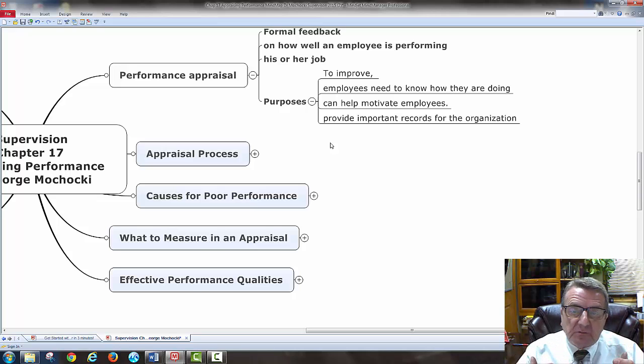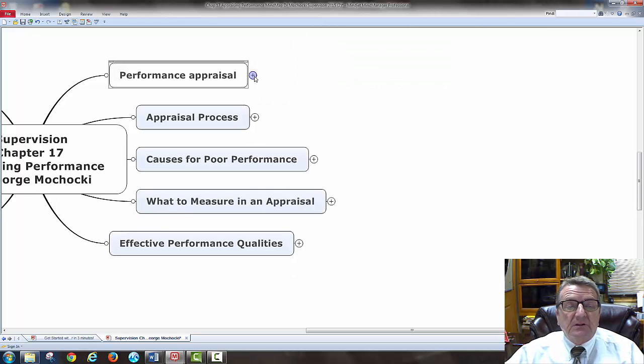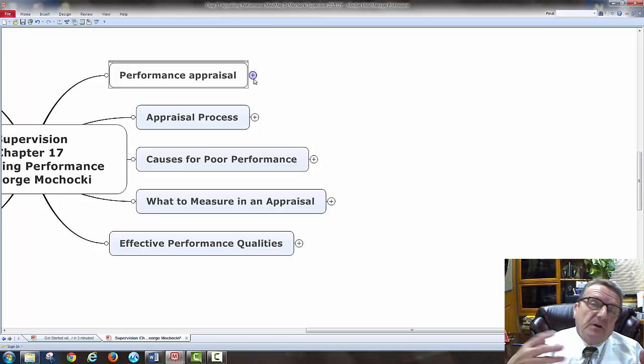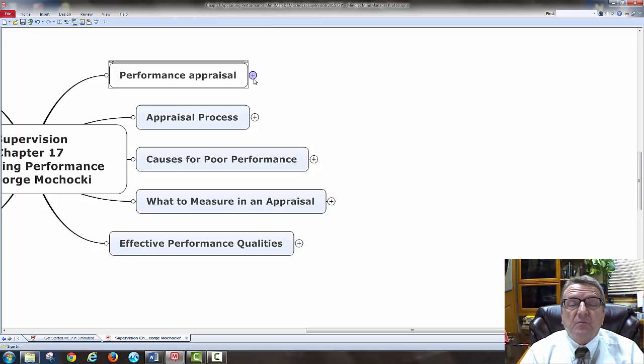Because remember, you're walking the walk. You're telling them about the learning organization, and this is just part of the process. We all have areas that we could improve on, including myself. Okay, so help employees improve and provide important records for the organization. It does tell if there's any kind of disciplinary action or a layoff, and some layoffs are tied to your performance reviews. Usually, if you have 2 consecutive poor performance reviews, they could say now you've created a habit or a downward trend.